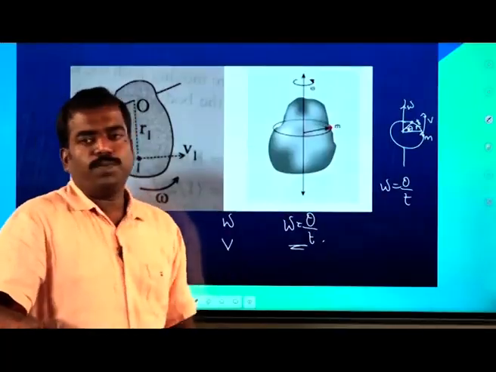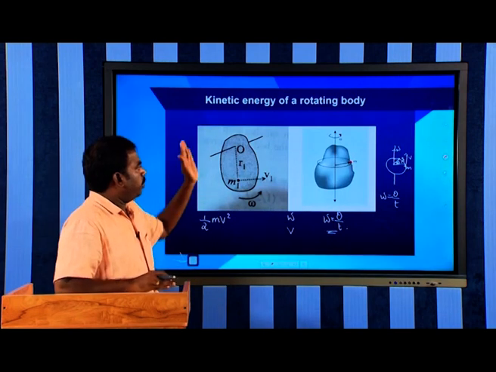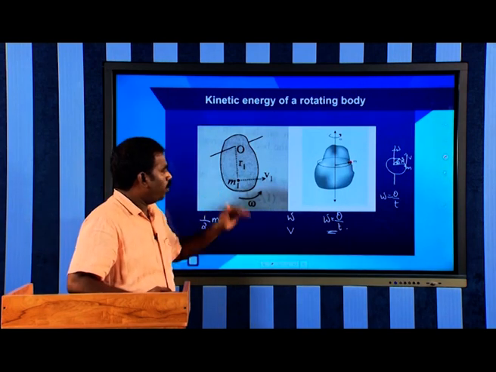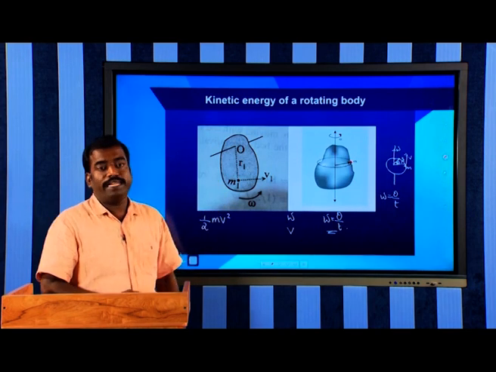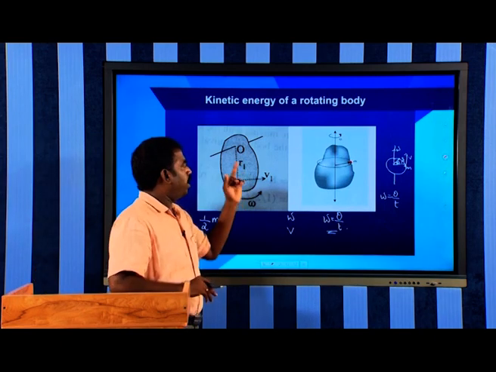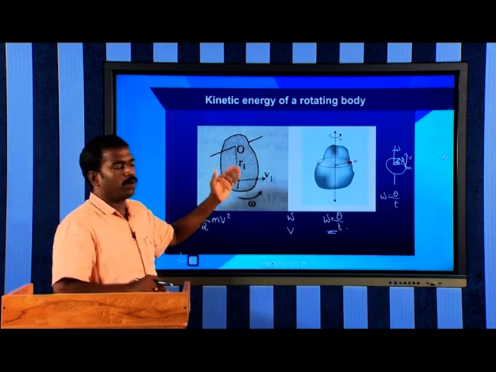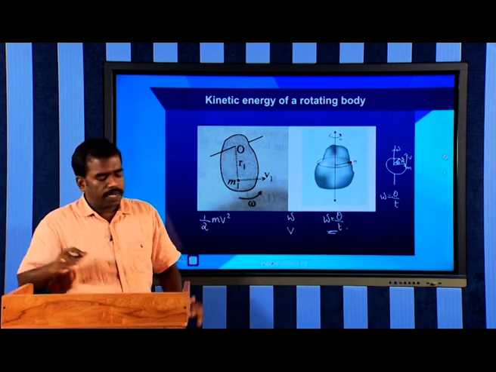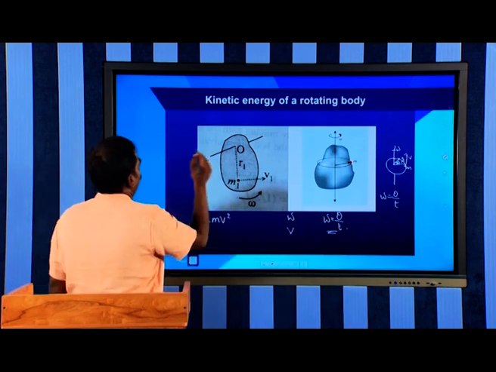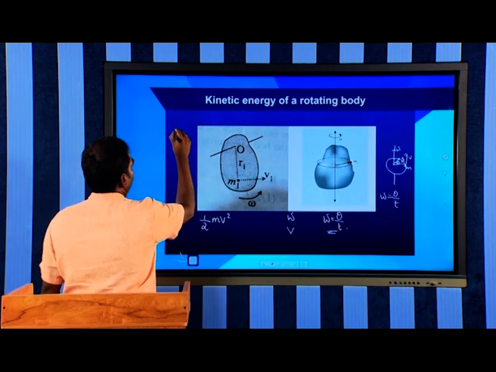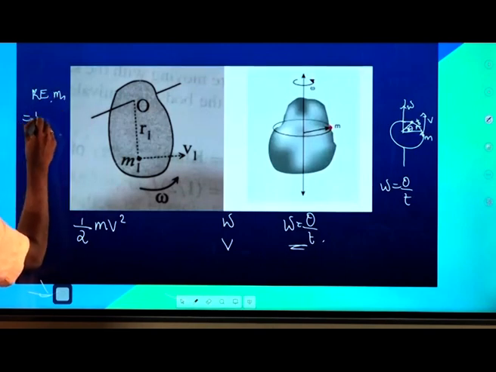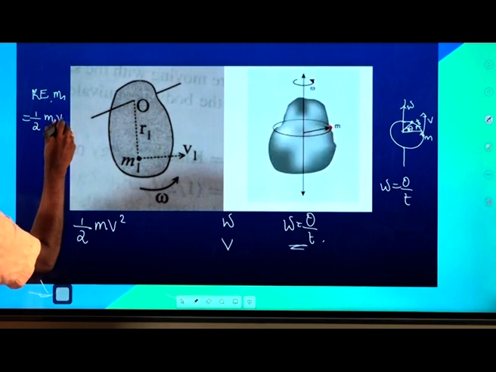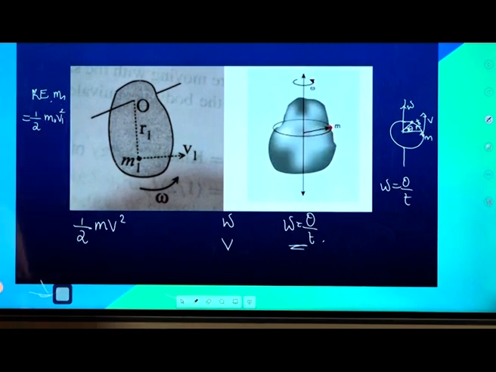Suppose the particle is executing rotational motion with angular velocity omega. Let v1, v2, v3 be the linear velocities of the particles of mass m1, m2, m3 etc., which are at distances r1, r2, r3 etc. So, the kinetic energy of the particle of mass m1 is given by half m1 v1 square, and the kinetic energy of the particle of mass m2 is half m2 v2 square.